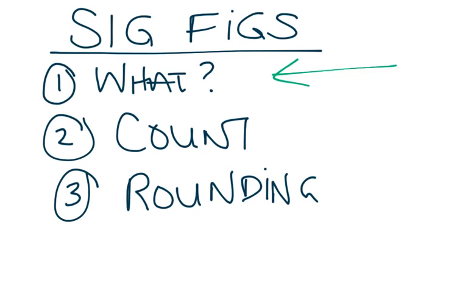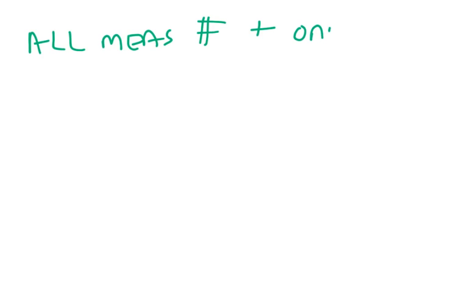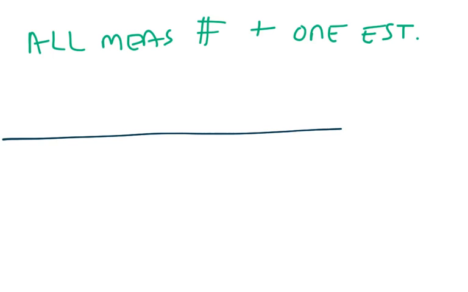Believe it or not, that's probably the hardest one, is what are they? So here's the idea of significant figures. Significant figures basically are all measured numbers plus one estimated. Yeah, I know, that makes absolutely no sense. So here's what that means.